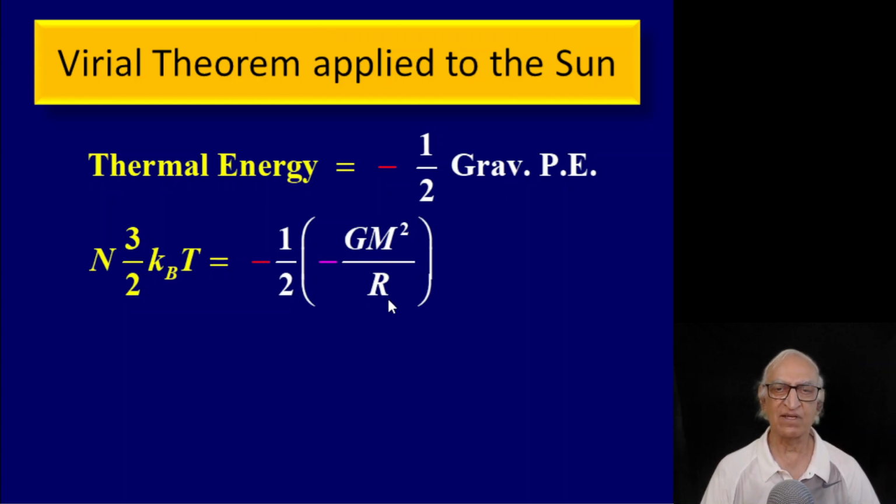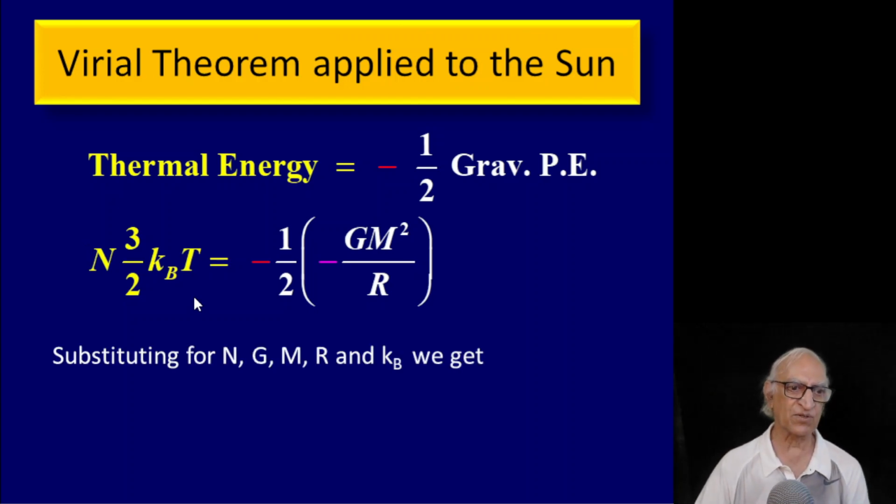Please remember that if I have a sphere of mass m and radius R, its potential energy, self-energy, is Gm squared divided by capital R. What is the thermal energy? It is the kinetic energy due to thermal motion of an individual particle, which is 3/2 kT. You remember each degree of freedom is half kT, therefore in 3 dimensions it is 3/2 kT, and the total number of particles in the sun is capital N.